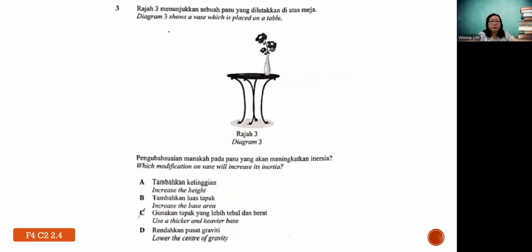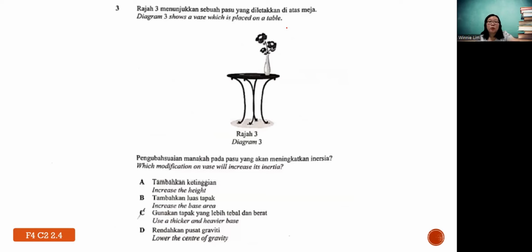Question 3. Diagram 3 shows a vase which is placed on a table. Which modification on the vase will increase its inertia? So as you know, the idea of inertia means what? The tendency of an object to resist change in motion.